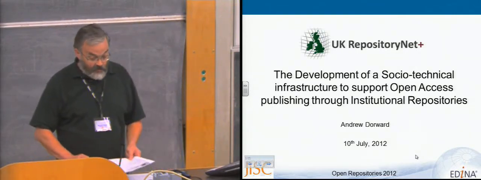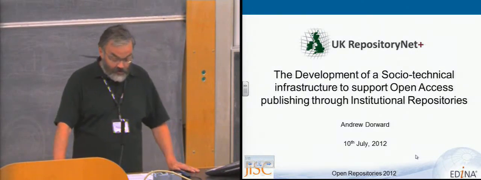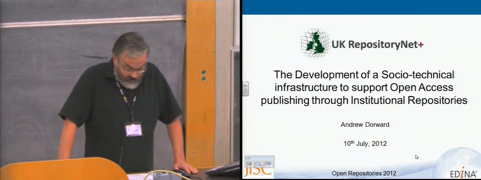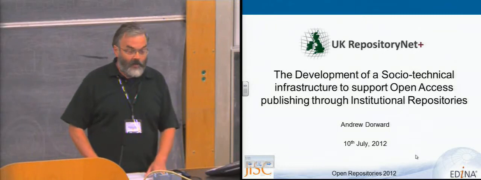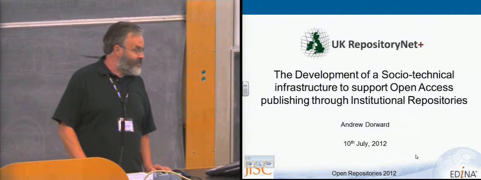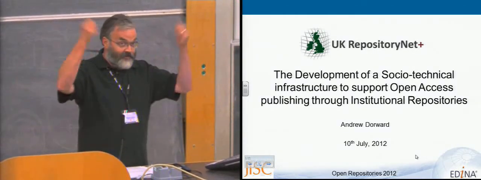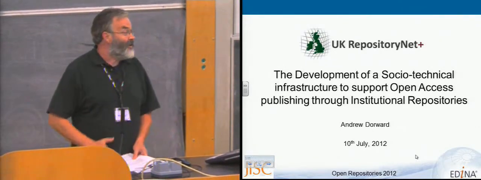So this afternoon we've got five presentations on shared repository services and infrastructure, and the first speaker up this afternoon is Andrew Dorward, who is going to talk about the development of a socio-technical infrastructure to support open access publishing through institutional repositories. I've got a stopwatch on my computer over there, this is for all the speakers, that I've set at 22.5 minutes. You can see it as well as me, but I will wave flags and eventually wave my arms at you if you're over me. So, Andrew, you're up.